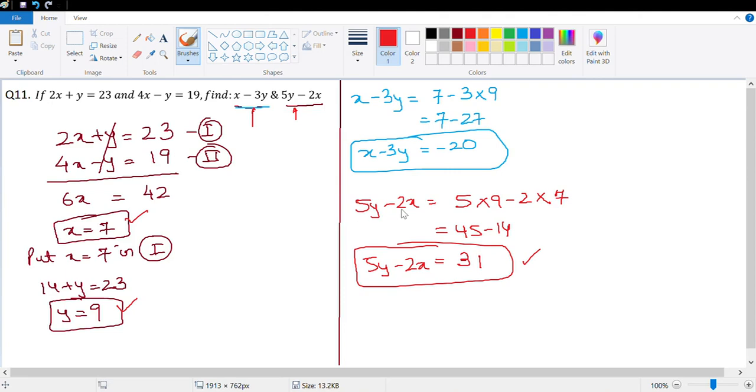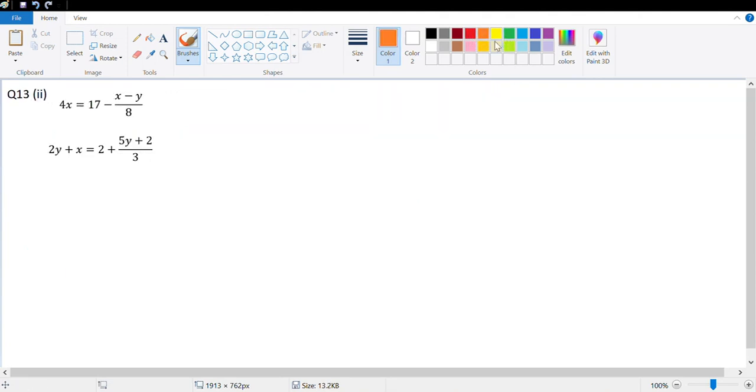The next question that we have is question number 13, part 2. So for solving this, again, you have a fraction. So first, let's convert this into whole numbers. So let's take the LCM of the right hand side. So the LCM is 8. So 17 into 8, that's 80, and 56, that's 136, minus x plus y. Yes, the negative is outside the big number here, so that will be negative x plus y.